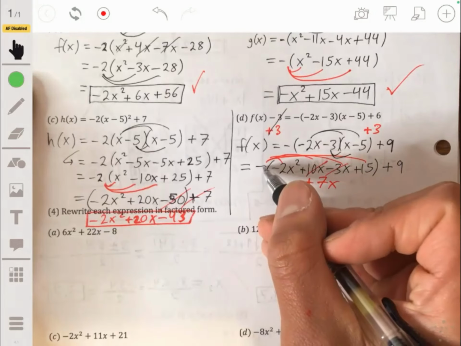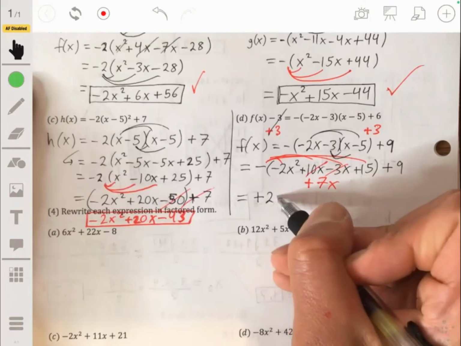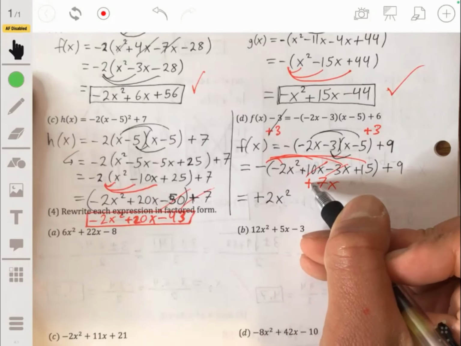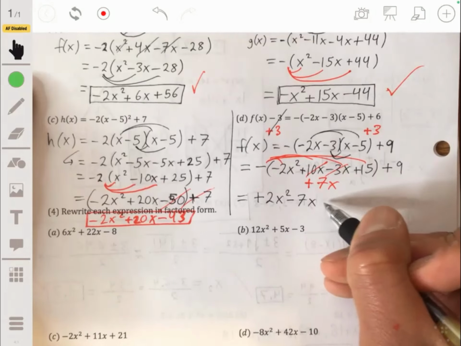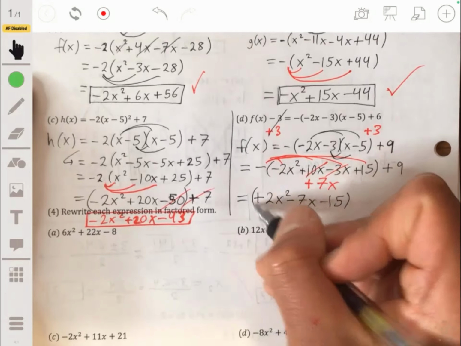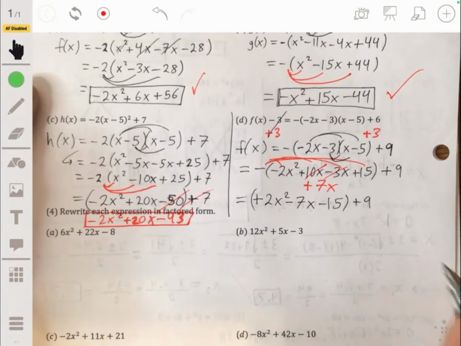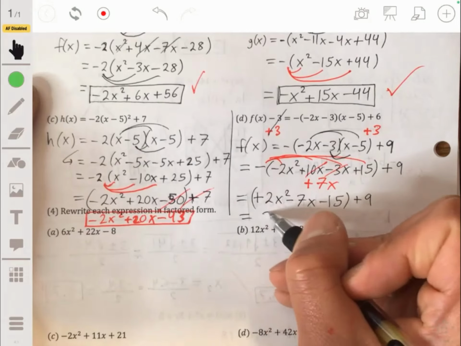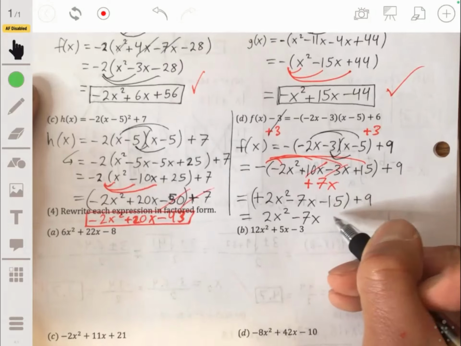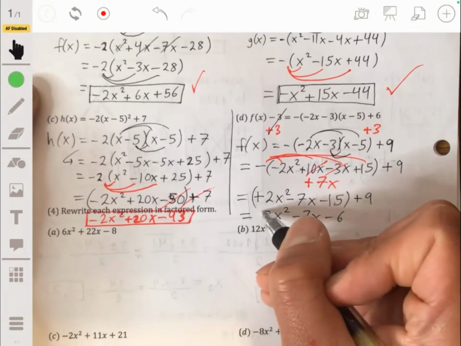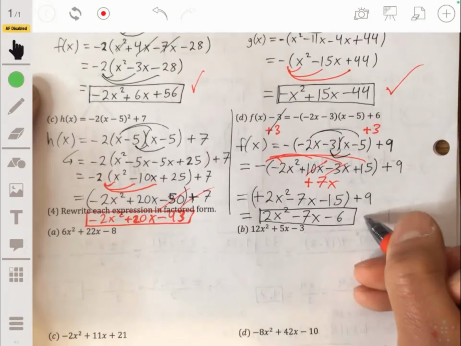Then distributing the negative to each of those, we'll get negative times a negative, so we get positive 2x squared minus 7x minus 15 plus the 9 outside the parentheses. And then we'll just have 2x squared minus 7x minus 15 plus 9, which will just be minus 6. And there you go.